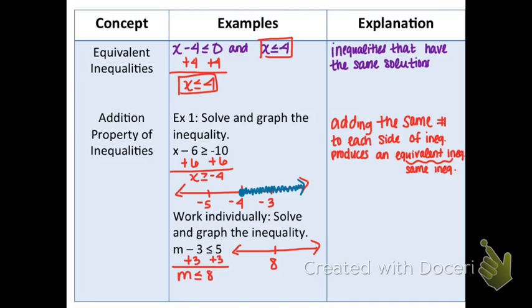So I have 8. I'm going to test 9 and 7. Well, I'll test them. And I look to the left of my number line and I notice that 7 is less than or equal to 8. And I have a less than or equal to, so I'm going to include 8 in my point and shade left.